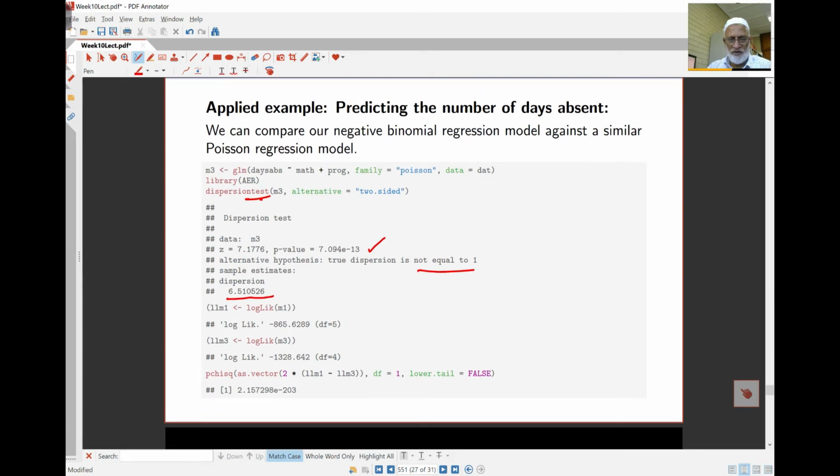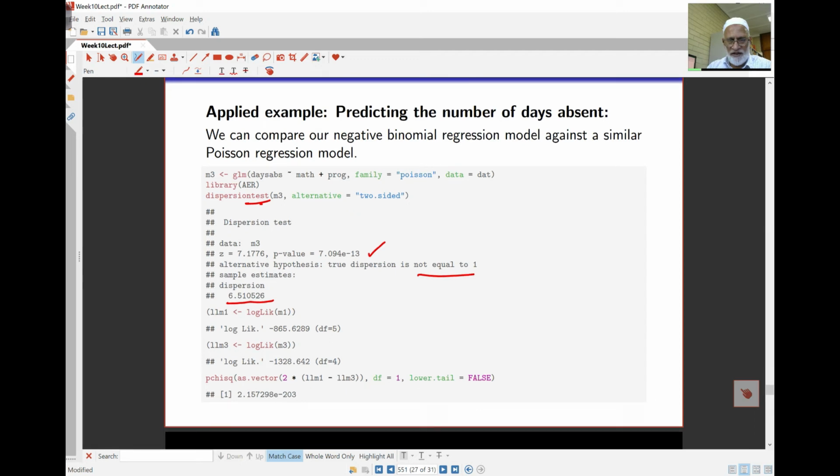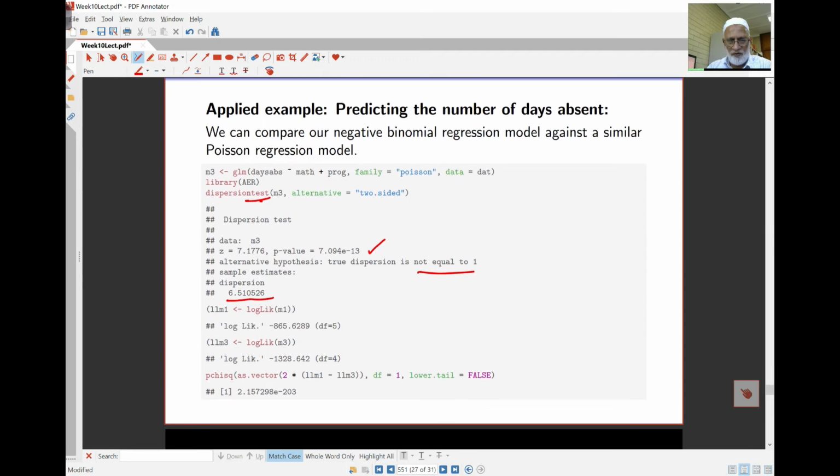By comparing the models here, for log likelihood of M1 and M3, M1 was the negative binomial model, M3 is the Poisson model. You can see that the log likelihood of M3 is much smaller here, much more negative. Degrees of freedom is 4. And you can see that for the test of those two models, M1 with M3, the log likelihood is larger for the model M1, which was the negative binomial model, and so that is the better model in this case.